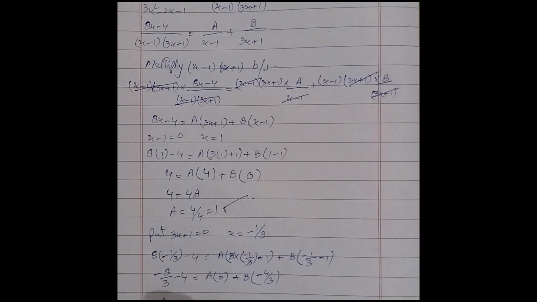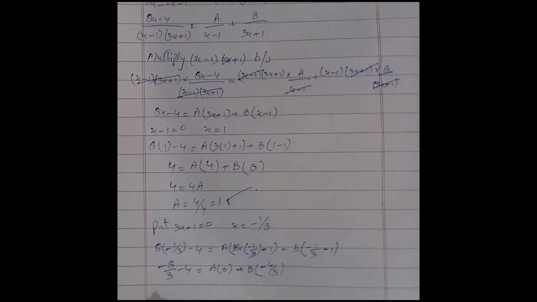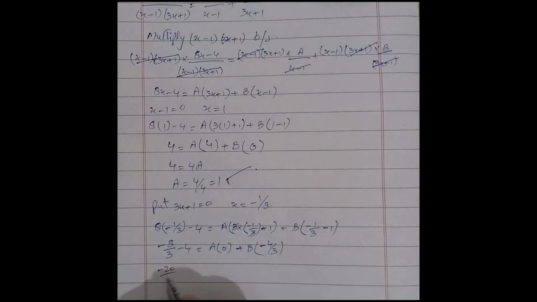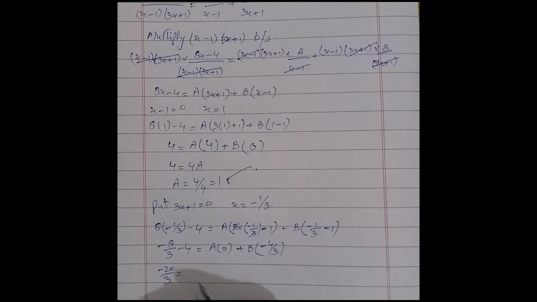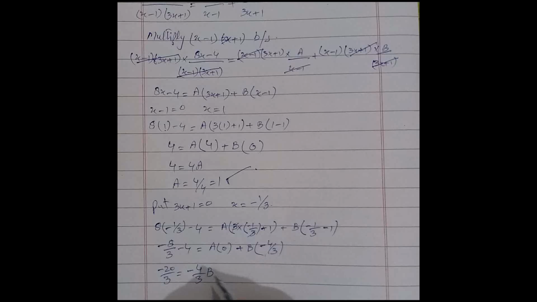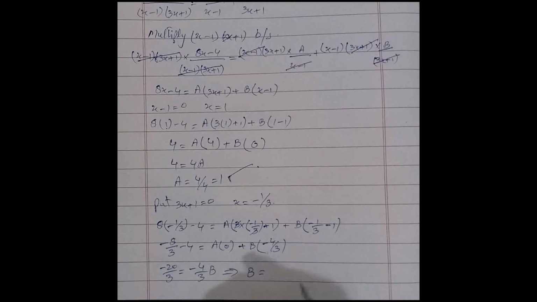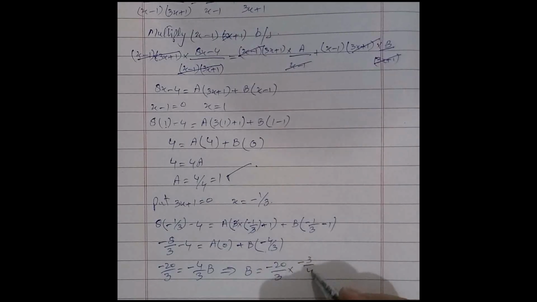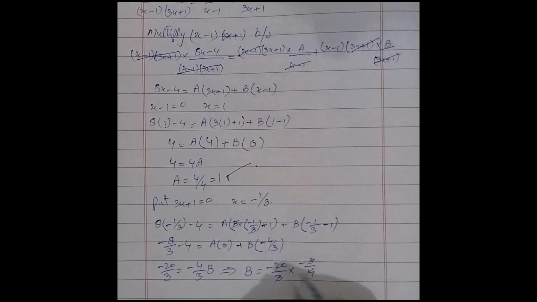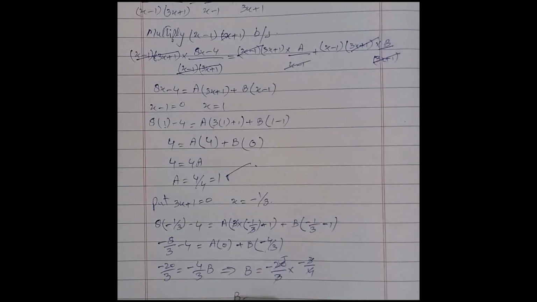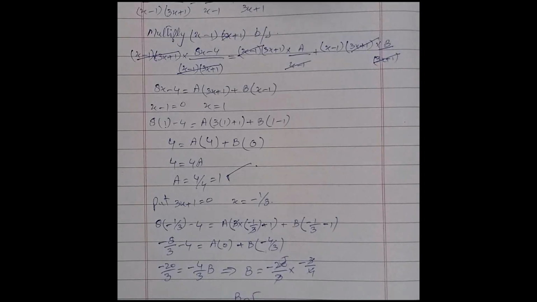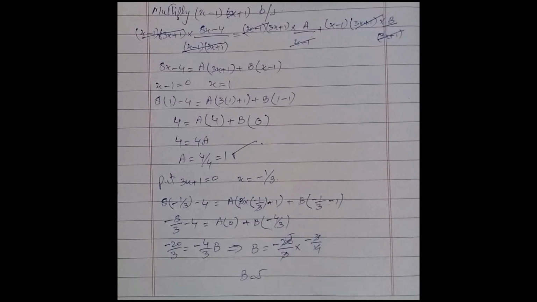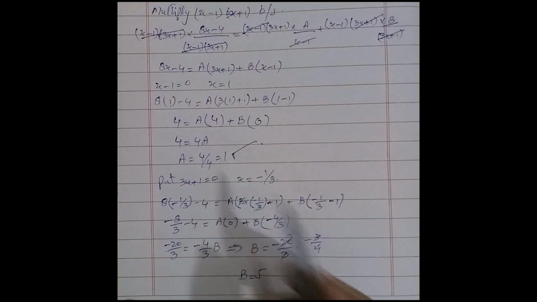Further simplify. Minus 8 over 3 minus 4. When we calculate it, minus 12 minus 8 is equal to minus 20 over 3 is equal to minus 4 over 3b, and we get b is equal to minus 20 over 3 multiplied by minus 3 over 4. We simplify it. b is equal to 5. And we get the values of a and b: a is equal to 1 and b is equal to 5.